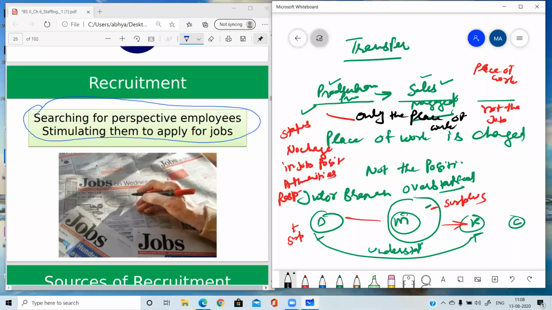In promotion, everything is changed: his job position, his salary structure, his authorities, his responsibilities. But in transfer, nothing is changed. What is changed? Only the place of work or the time of work, from one branch to another branch, from one department to another department, from one city to another city, with the same authority, same responsibility, same job status. Everything remains the same. So these two could be the internal sources, transfers and promotions.